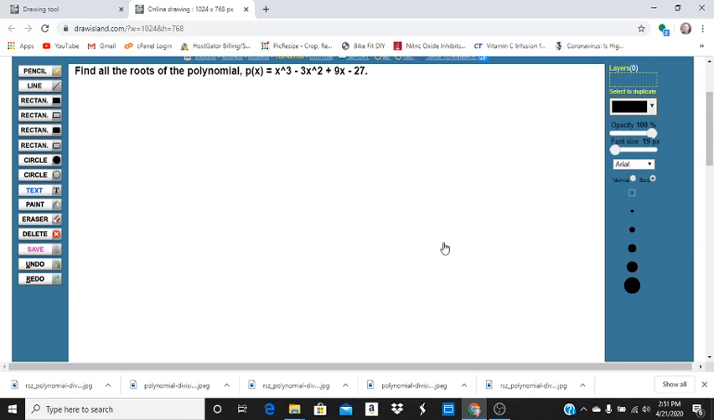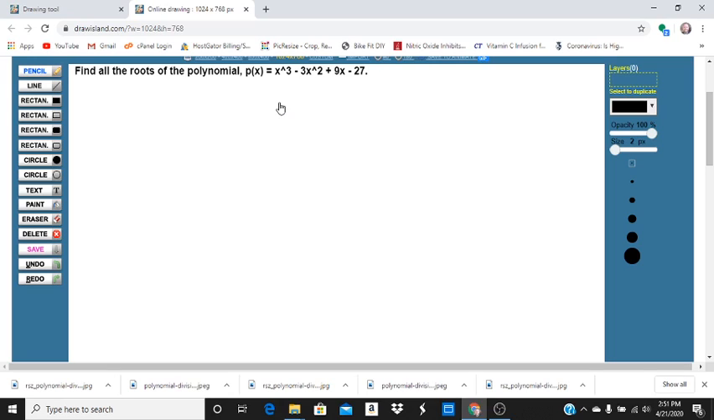Right here, in this video we're going to find all the roots of the polynomial p of x equals x cubed minus 3x squared plus 9x minus 27. To do that, we're going to find the factors of the coefficient of the first term and the constant of the last term. We're going to divide the factors of the last term by the factors of the first term to find our possible roots. So let's start off by doing that.